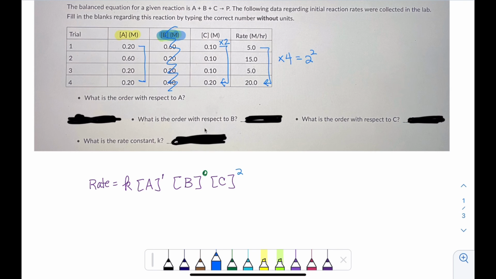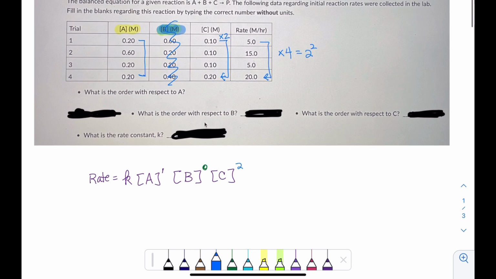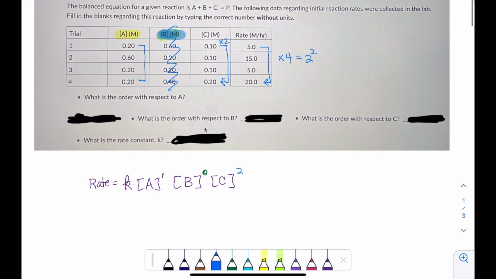The last step is to figure out what the rate constant K is, and I should be able to take any one of the 4 trials and calculate the rate constant, and I should get the same value. I'll just plug into this rate law. Let me take trial 1. The rate is 5 equals K times A, which is 0.2, raised to the first power. B is 0.6, but it's raised to the 0 power, which just makes it 1, so I'm just going to leave it out. Times 0.1 for C squared. And then I'll solve for K.